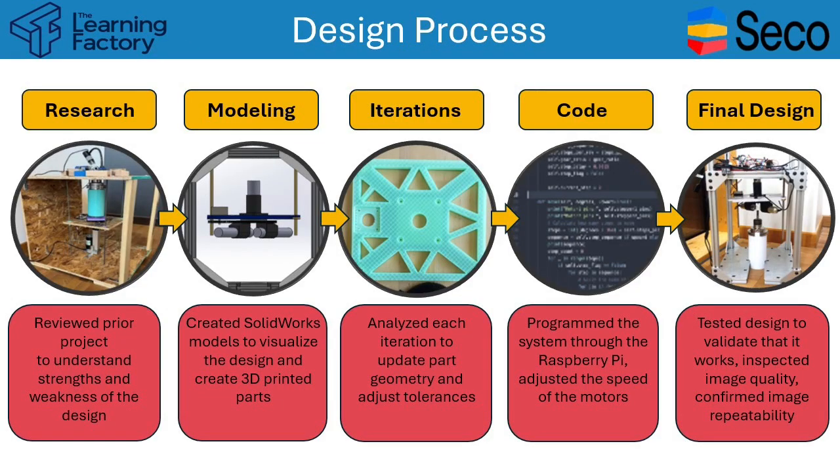We began our design process by reviewing the previous project to understand the strengths and weaknesses of this design. To improve the system strength and stability, we developed new concepts and modeled them in SolidWorks to visualize the assembly and produce 3D printed components. Each iteration was then evaluated, allowing us to refine parts geometry and adjust tolerances to enhance performance.